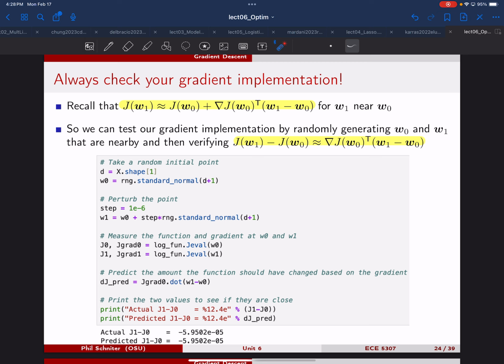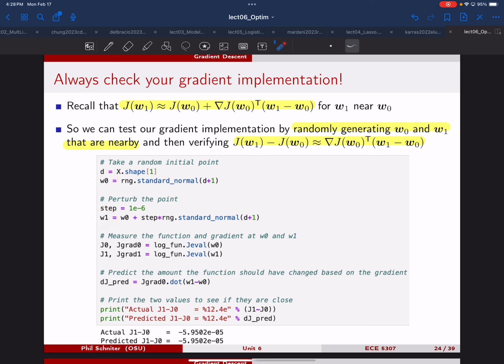So what we do is we randomly generate, let's say, W0. For example, in this code, we just make it using zero mean Gaussian random variables. And then we randomly generate a W1 that is close to W0. One way we could do that is we can take W0 and then add a small Gaussian perturbation. The perturbation here is controlled by step, and you can see step is a really small number. So now we have both W0 and W1 that are close by.